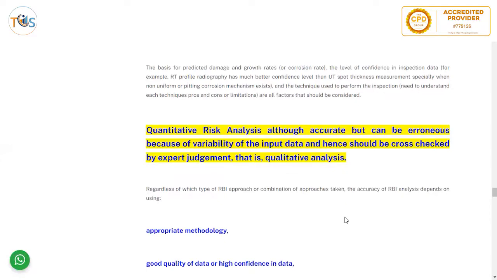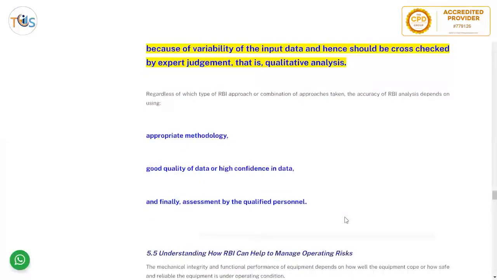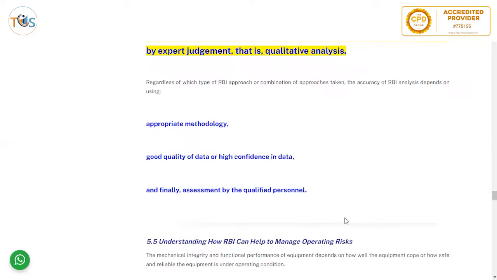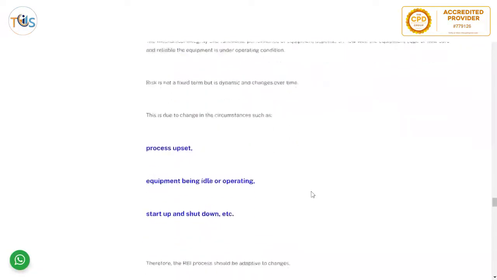Quantitative risk analysis, although accurate, can be erroneous because of the variability of input data, and hence should be cross-checked by expert judgment, that is qualitative analysis. So how do you check the validity of the data? By expert judgment. Regardless of which type of RBI approach or combination of approaches is taken, the accuracy of RBI analysis depends on using appropriate methodology, good quality of data or high confidence in data, and finally, assessment by qualified personnel for data validation.